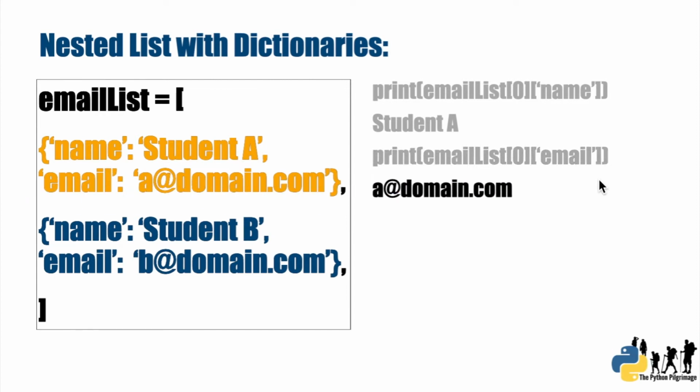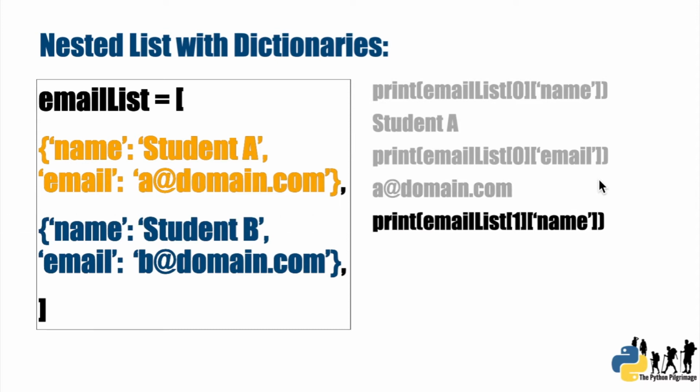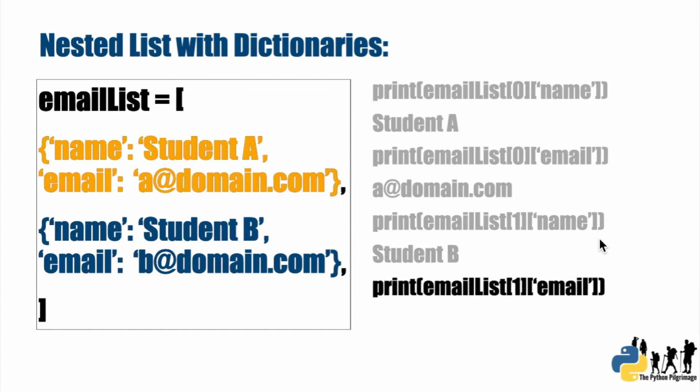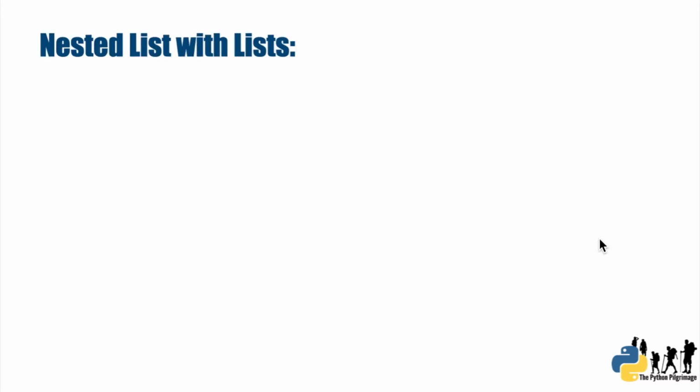Moving on to the blue ones, we need to increase the index by 1, since we are working on the second part of the list, which is index 1. So specify index 1, and then specify the key again. So you'll get student B. To get the email, do pretty much the same, and then specify email. So you end up having b@domain.com.